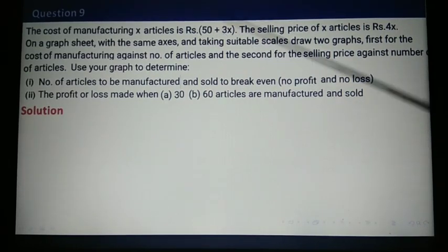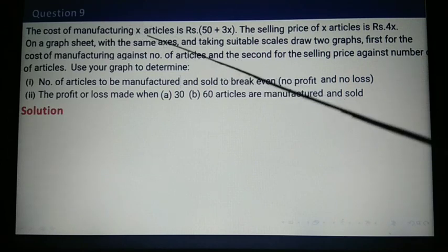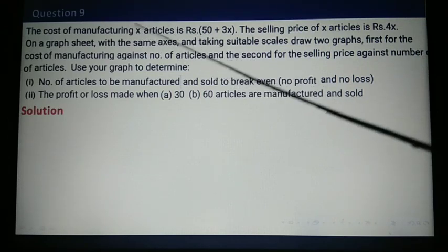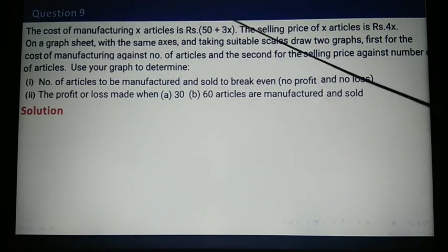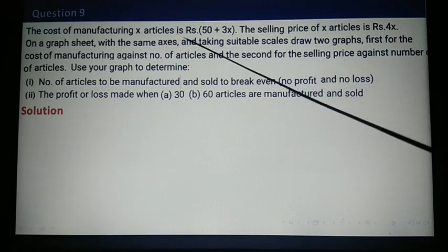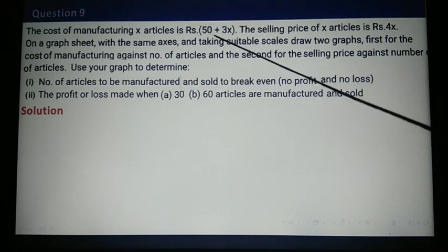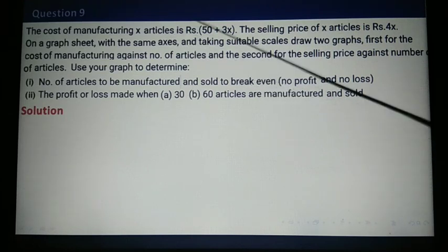Okay, so you are manufacturing X articles, some articles you are making and you don't know the exact number, so that's why you are calling it X. And the cost of manufacturing that much is this much. Now this is your cost price, right? After manufacturing, you will sell it. And the selling price of X articles, however many articles you are making, you are selling them at rupees 4x.